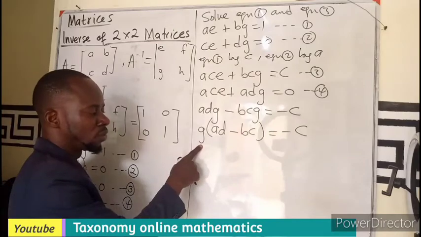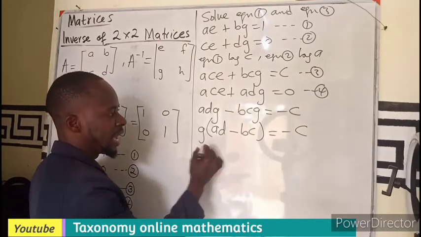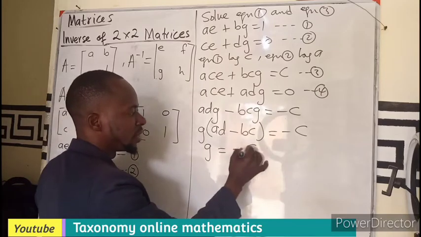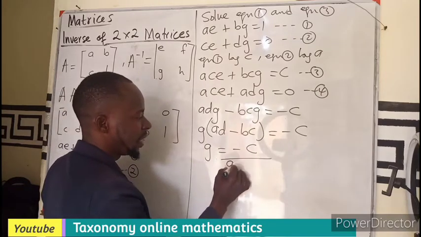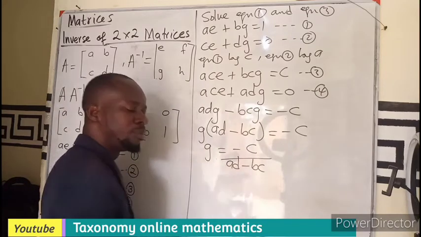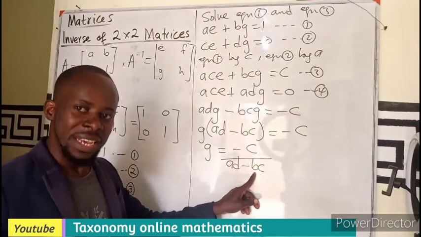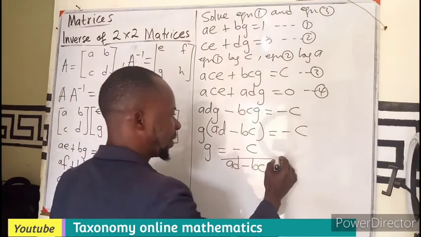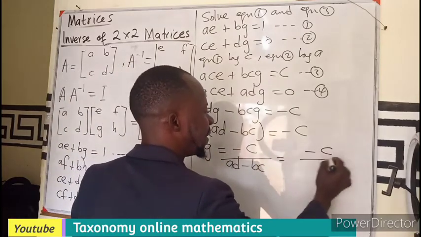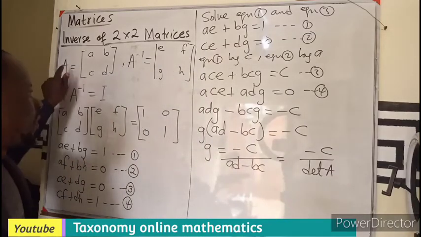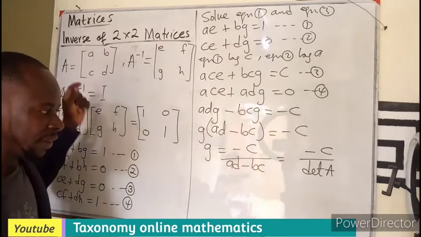I need the G. So what do I do? I divide through by the bracket. So G is going to be minus C over AD minus what? BC. But from the previous lesson, we know AD minus BC is the determinant. So I can still write this as minus C over what? Determinant of the matrix A. Do we get it? Okay.